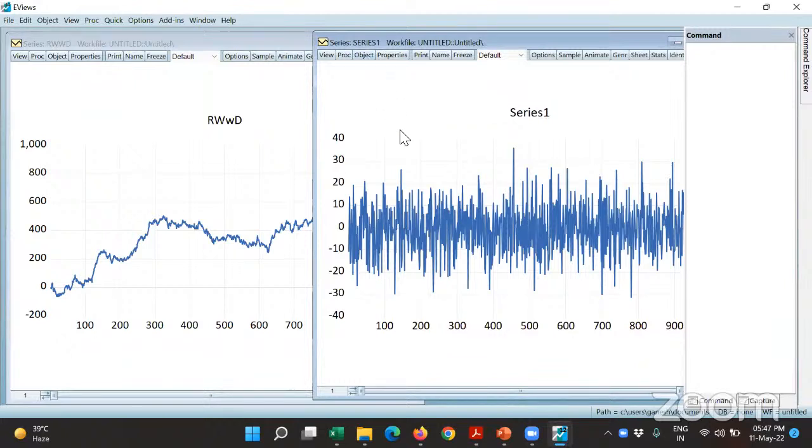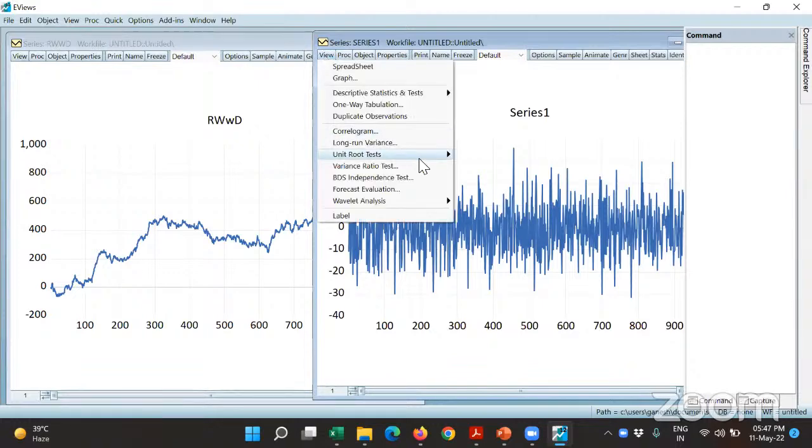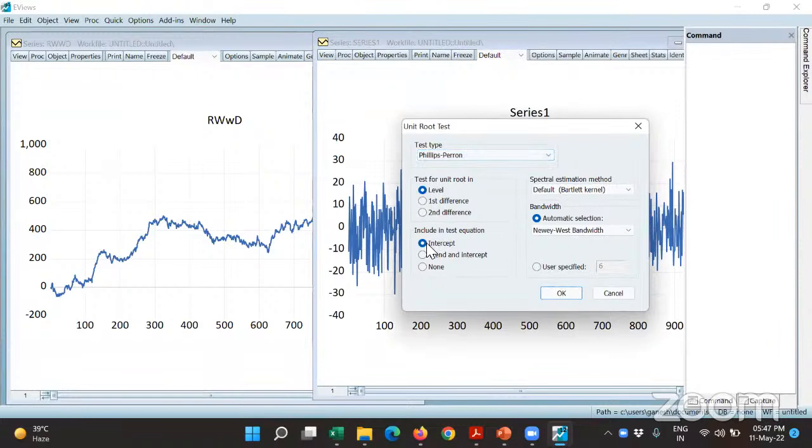So let me come back to what I'm basically talking about. When I go for view and the unit root test, I have these three options with me: intercept, trend and intercept, and none. Should I be choosing the trend? Should I be choosing the intercept? Should I be choosing none? Which option should I be choosing? That's a pretty important decision as well.